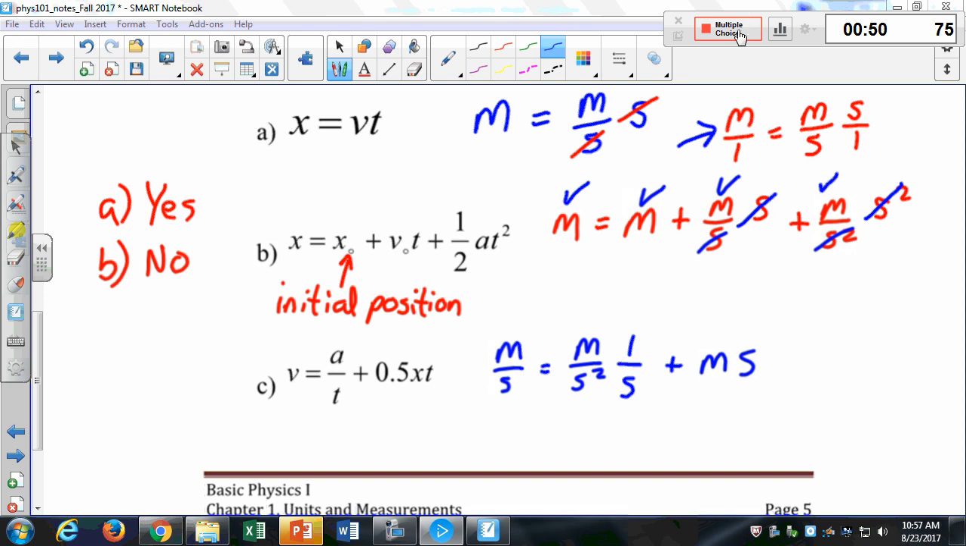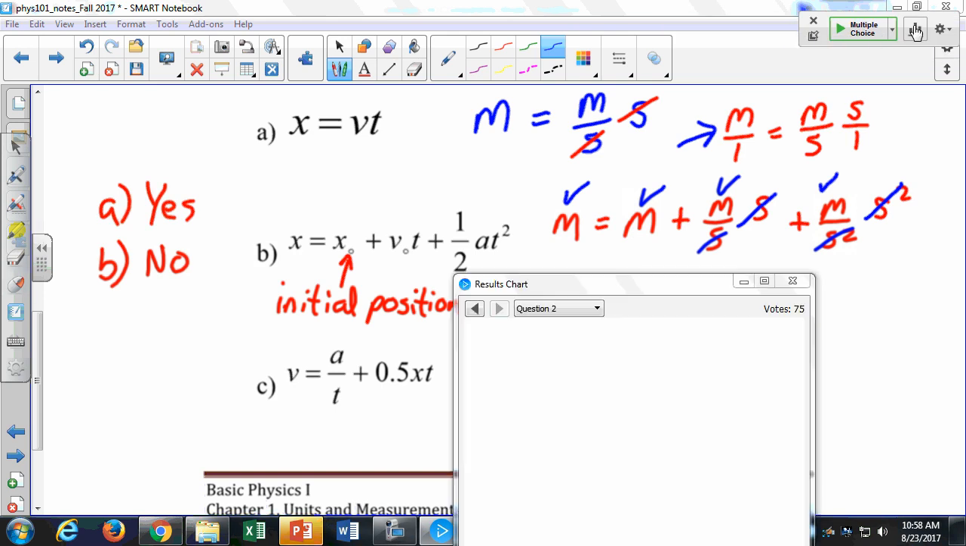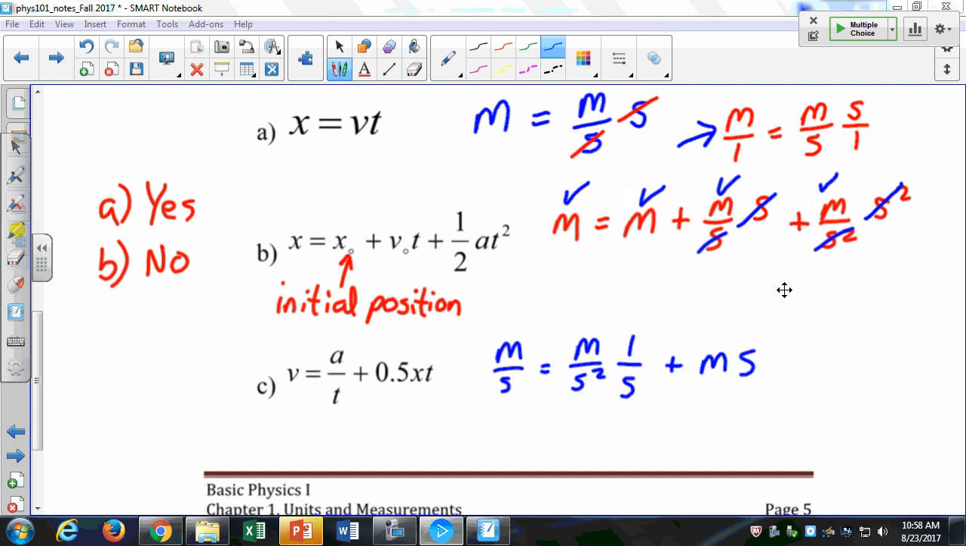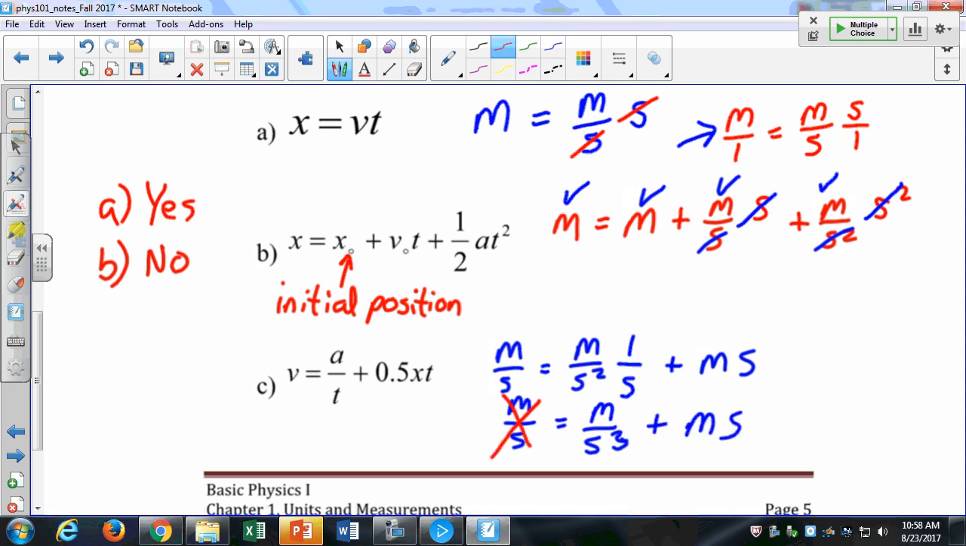Let's stop at 53, okay? Hey, look at y'all. B is right. All right, so I have meters per second cubed plus meter seconds. None of these match up.